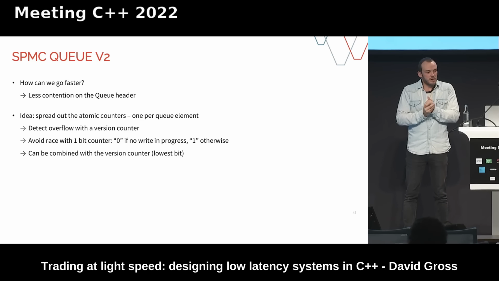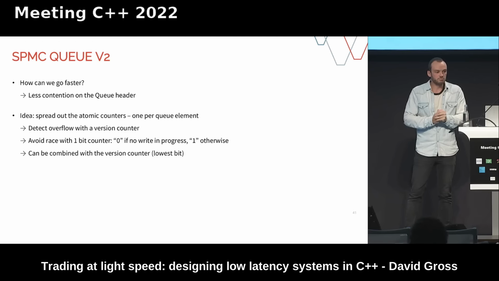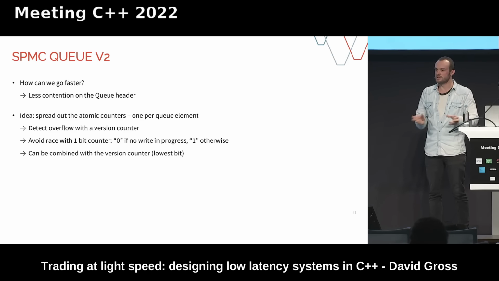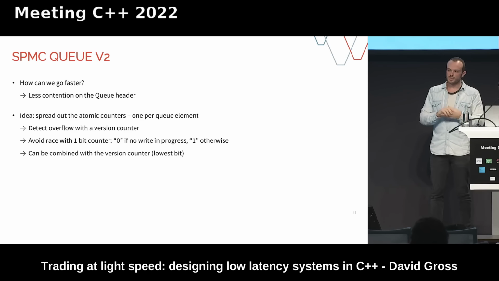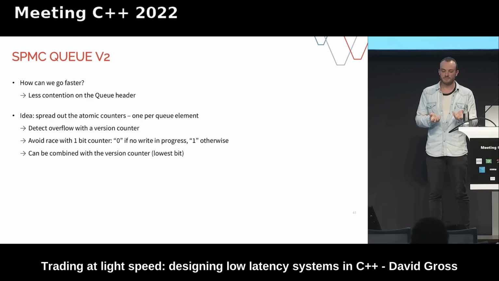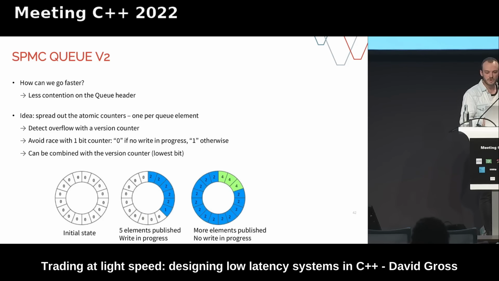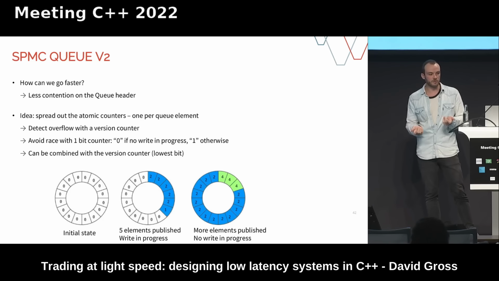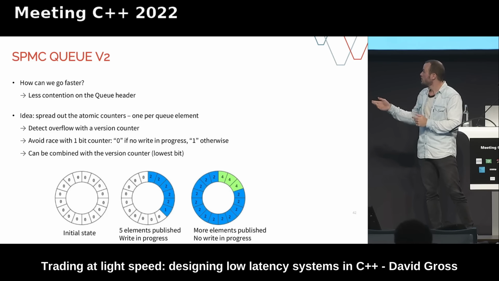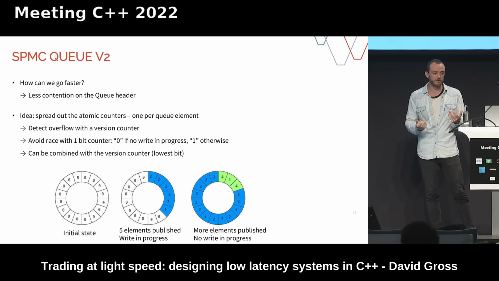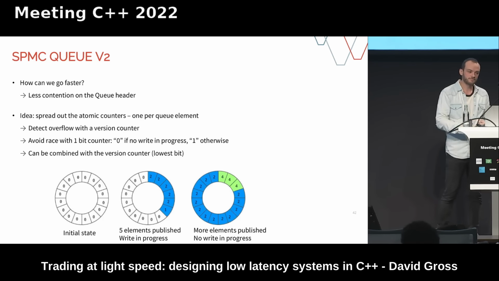So the idea that we want to try is to spread out this atomic counter all over the place in our queue, like a concept of elements in the queue. And so we still need some atomics, of course, in order to detect the overflow. So we need 1 bit to see if the element is being written, and we need a version to see if the writer didn't catch up with the reader. So this is how it looks like. We start at 0, and then we publish a few elements. The fifth one is published, the sixth one is in progress, it's being written, and then the writer continues like that.